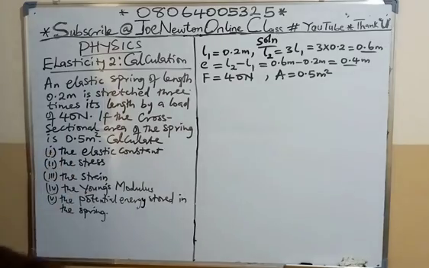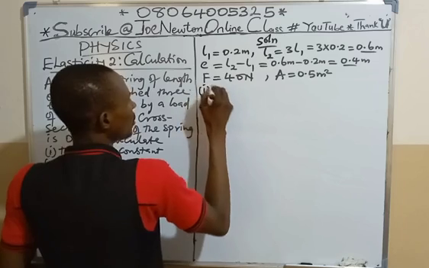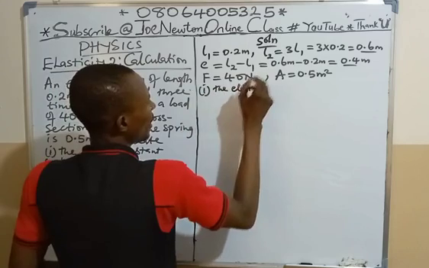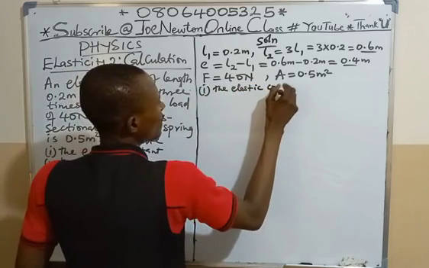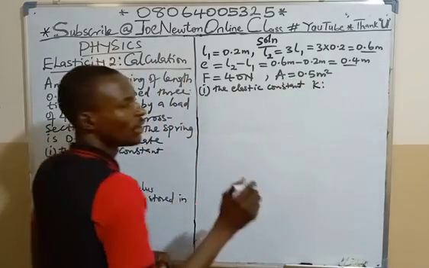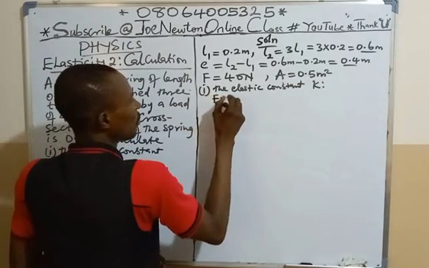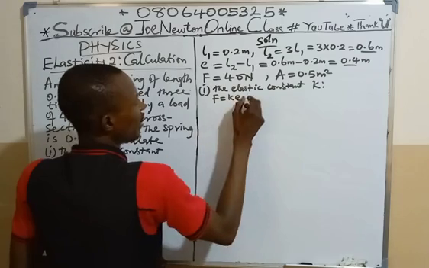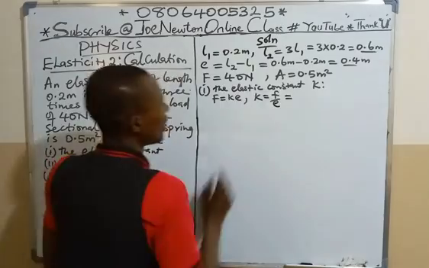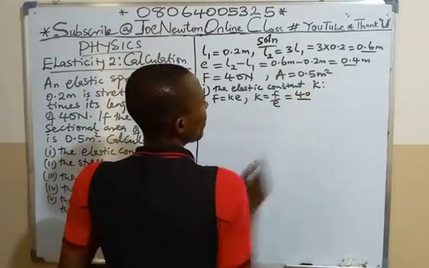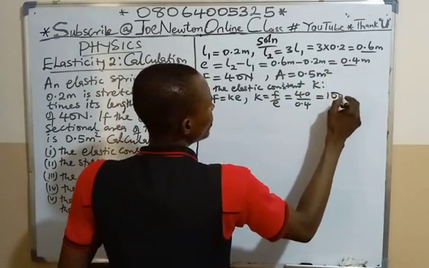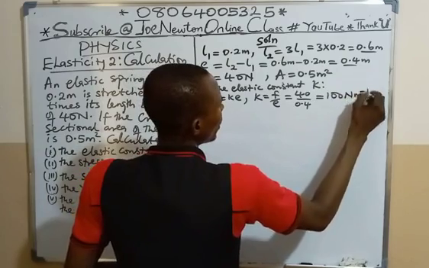Now let us solve our problems. Question I, the elastic constant. Elastic constant is K. Recall from Hooke's law, we have that F equals KE. Therefore, our K will be equal to F over E. And what's our F? 40. Divided by our extension, 0.4. And that will give you 100 newton per meter.